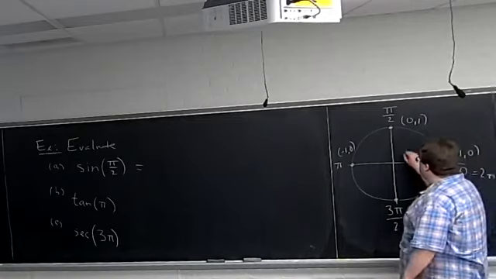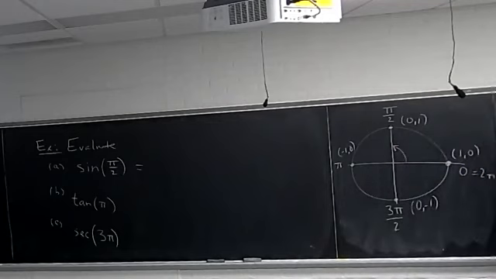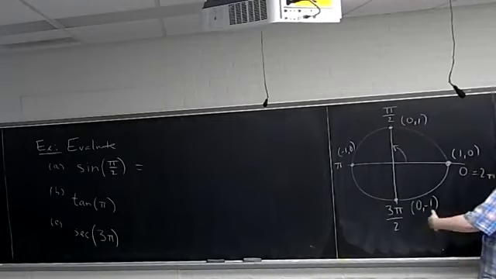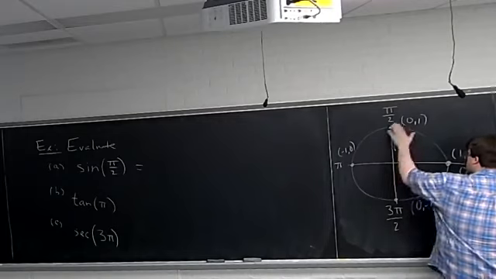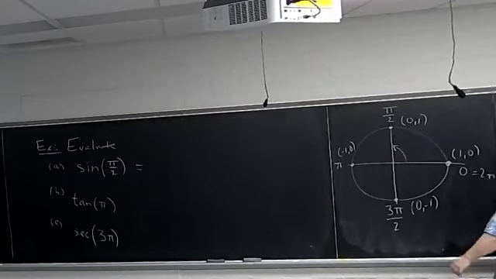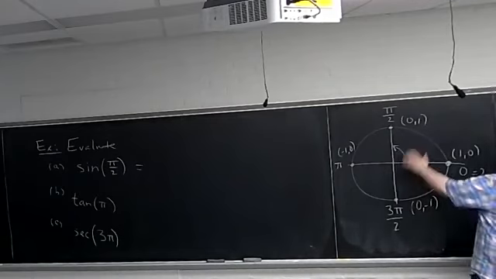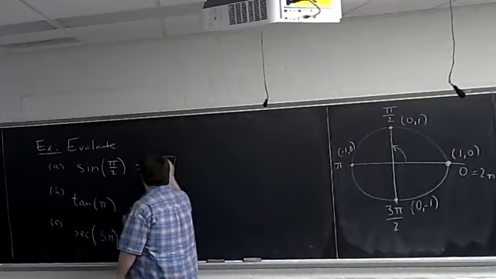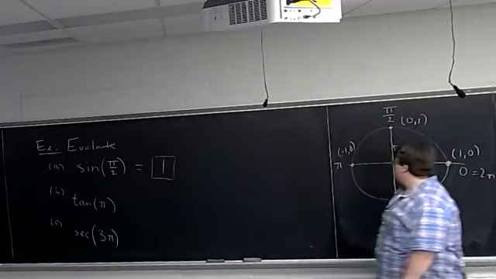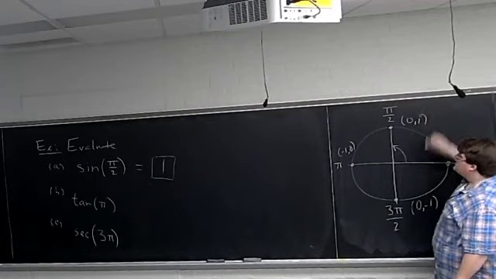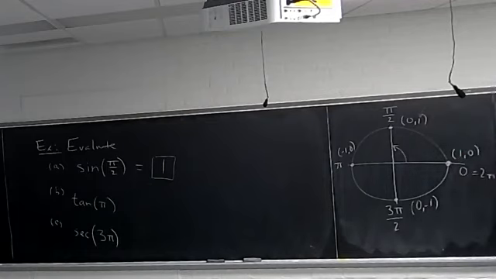Pi over 2 brings us up there. The point on the unit circle, the x value and the y value at that angle, is 0, 1. The x value is the cosine of pi over 2. The y value is the sine of pi over 2. So the y value is 1. Any questions about that first one? We went up here. We wanted sine, and sine is the y value.